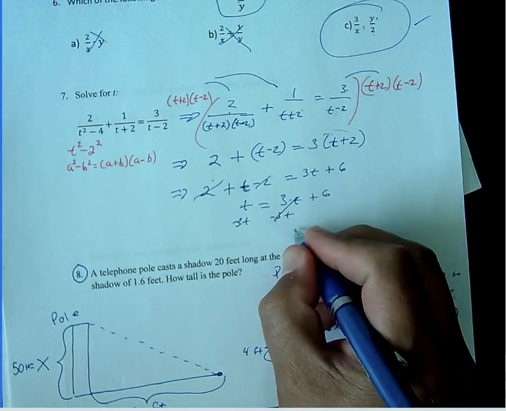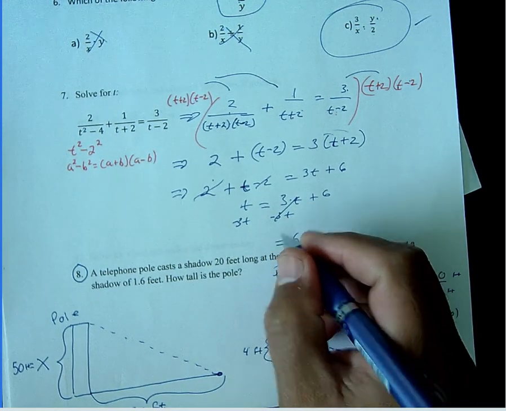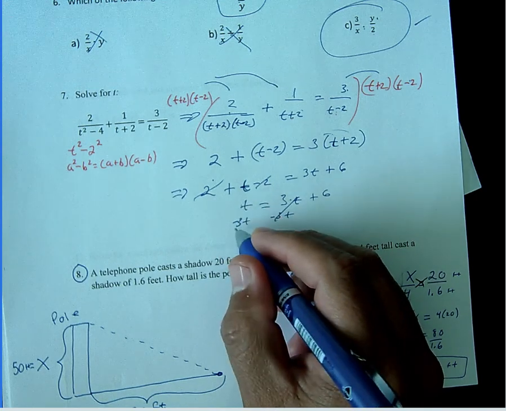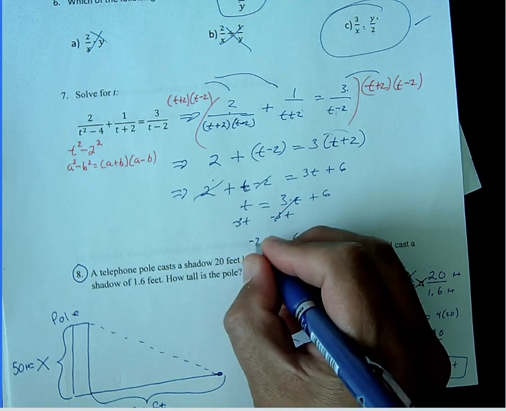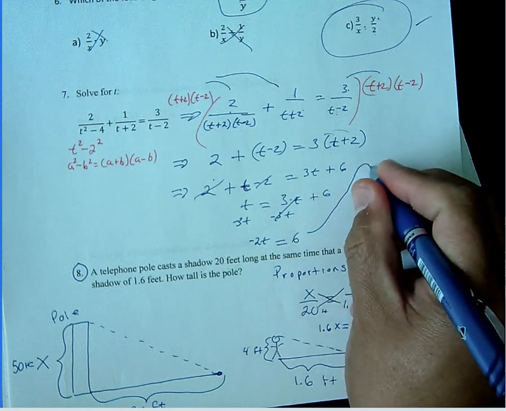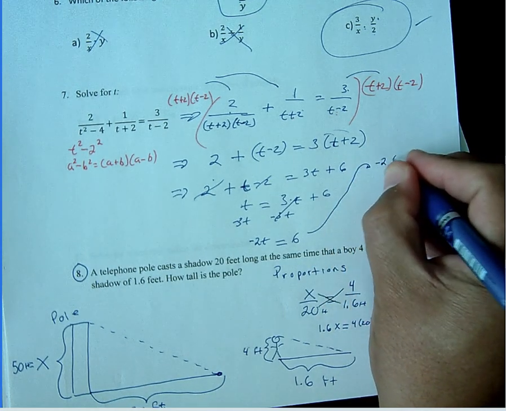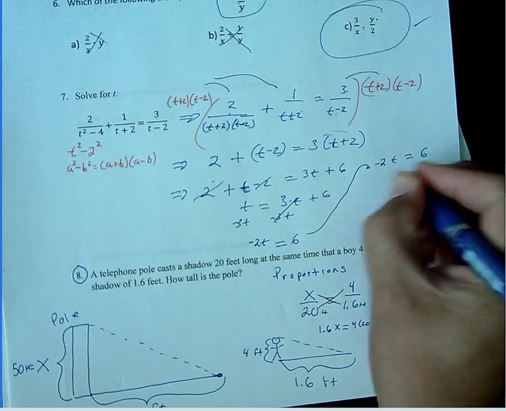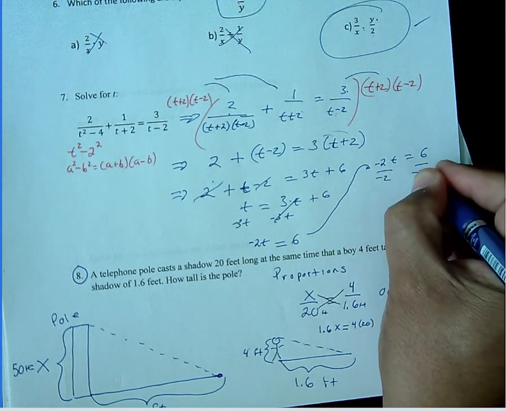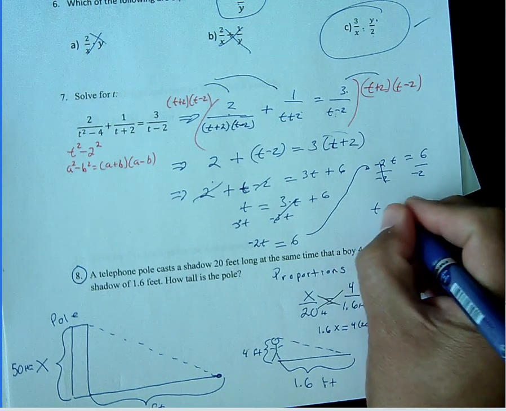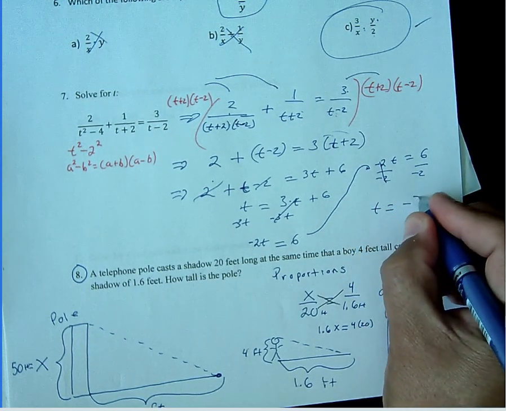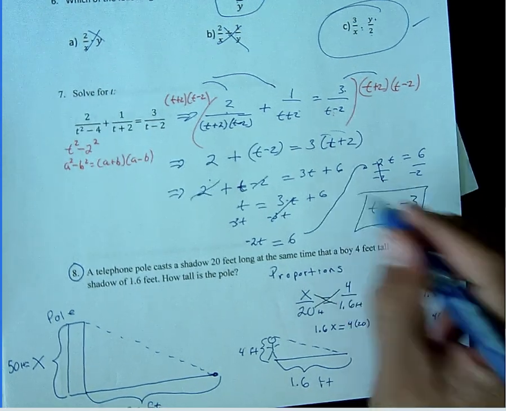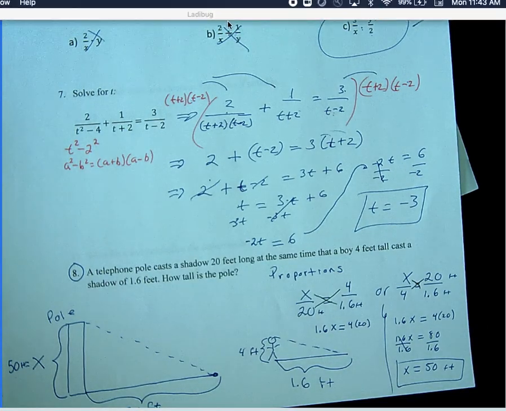That one becomes 0. I just want to put the t's together. So t plus minus 3t is just negative 2t. So negative 2t equals 6. So you would divide by negative 2. So t equals negative 3. That would be it. So that's it for this video also.